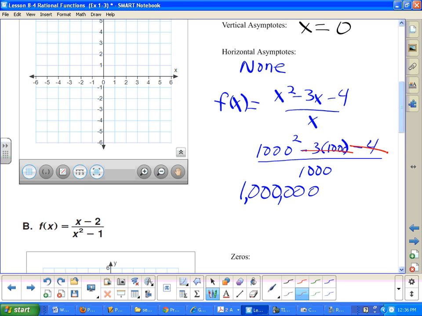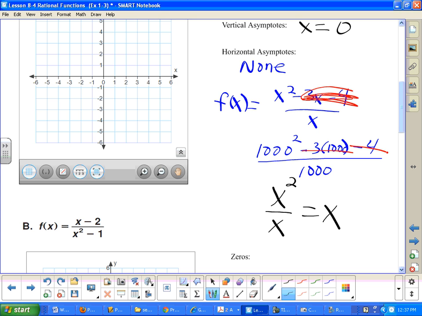Okay. So think about it this way then. If I'm just talking about my variables, if these two have no effect, so I cross them out, I now have x squared over x. What does x squared over x simplify to? What's x squared divided by x? X. Okay. This is just a line x.